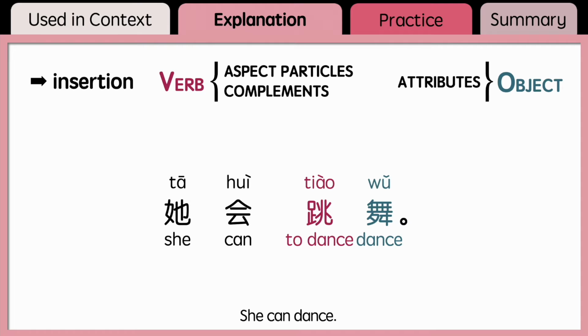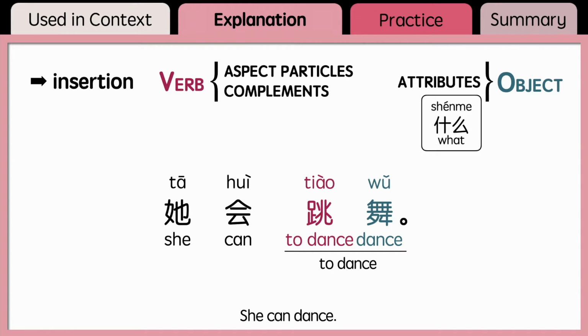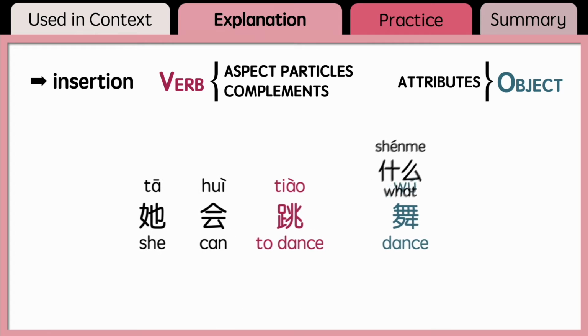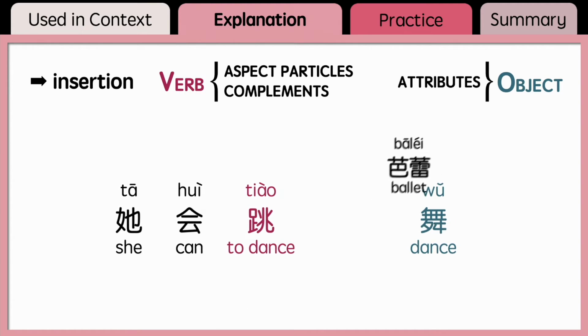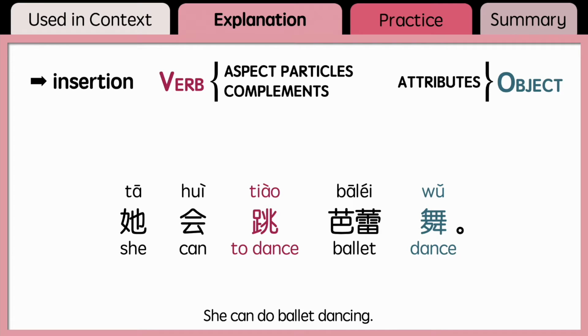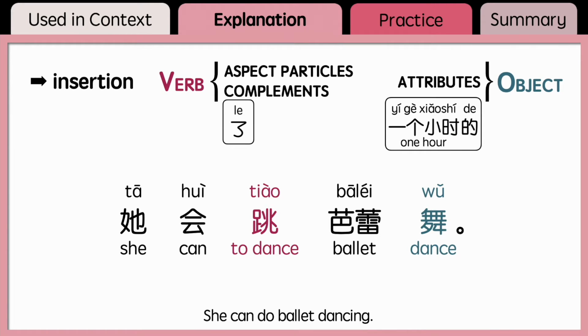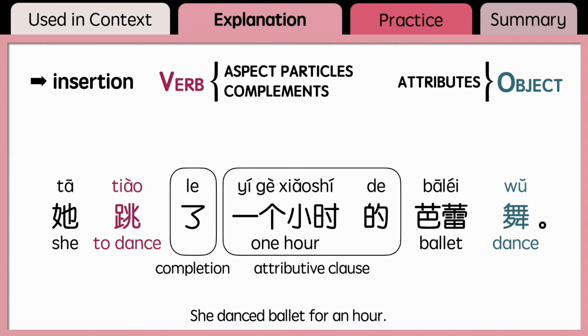In the final example, 他会跳舞. 跳舞 can be used alone as a verb to mean to dance, but you may also insert a question word 什么 right before the object part and ask a question. 他会跳什么舞? And you can also answer this question by placing a noun 芭蕾 before the object part 舞 as a modifier. 她会跳芭蕾舞. If you want to say she danced ballet for an hour, you can place the particle 了 and the duration 一个小时 followed by 的 in between 跳 and 舞 and say 她跳了一个小时的芭蕾舞.